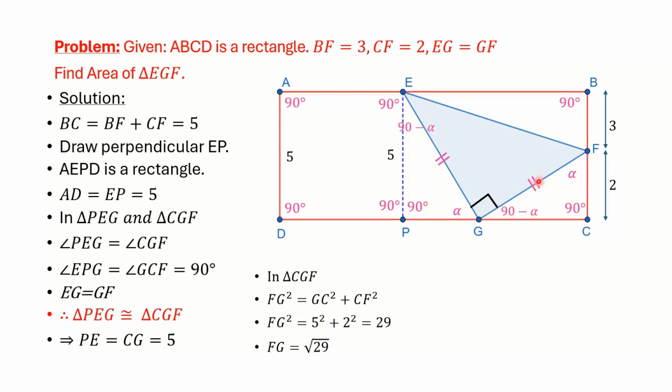So now I know this length is square root 29. But in the problem it is given that this length is equal to this length. This means EG is also equal to root 29. So the area of a right angle triangle is given by half times base times height. This means I can write EG times GF and multiply with half. So this is half times root 29 times root 29, which is 29 divided by 2. So the area of this shaded triangle is 29 divided by 2.